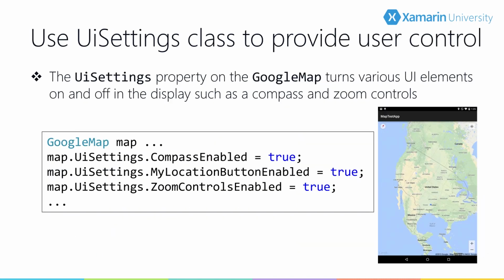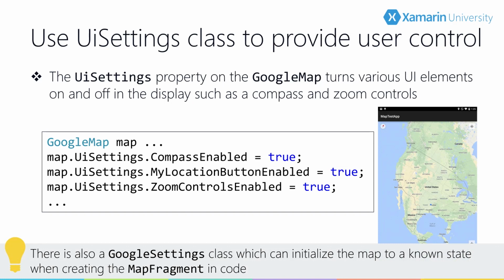Finally, there's a UiSettings property that determines what kind of interactions are present on the map. For example, you can turn on a compass, a current location button, and a set of zoom controls. If you're creating the map fragment in code, you can pass a GoogleMapOptions object to initialize many of these features as part of the construction.